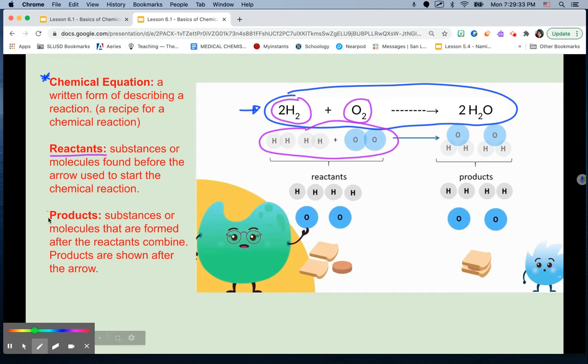For your products, this is essentially what you can make with your ingredients or your reactants, right? So therefore, your products are always shown after the arrow. And these two are your products. So if you combine two H2s and one O2, you're going to end up with two H2O. So again, just think of a chemical equation as a recipe in chemistry. The reactants are like your ingredients, circled here in purple, and the products are just what you make.